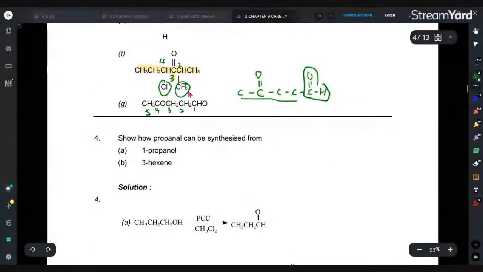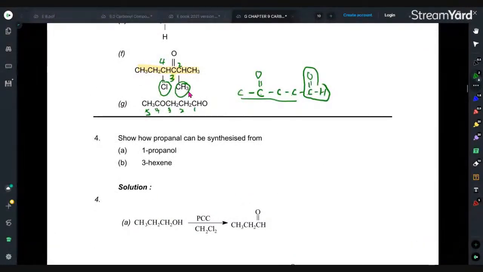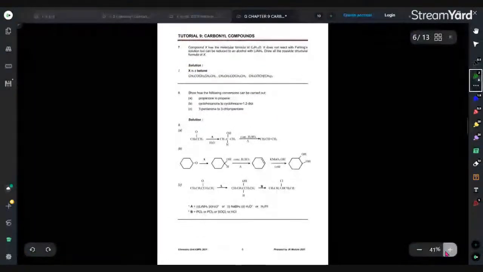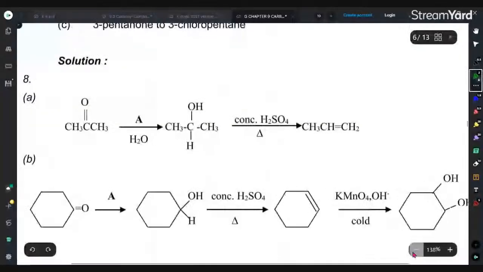Okay, now after naming, we move on to synthesis. What I want to remind you, for questions related to synthesis, you have to think about what you have learned in hydrocarbon, benzene, haloalkane, alcohol. Now is carbonyl. Next is carboxylic acid. And then you have to relate them, from A until Z.